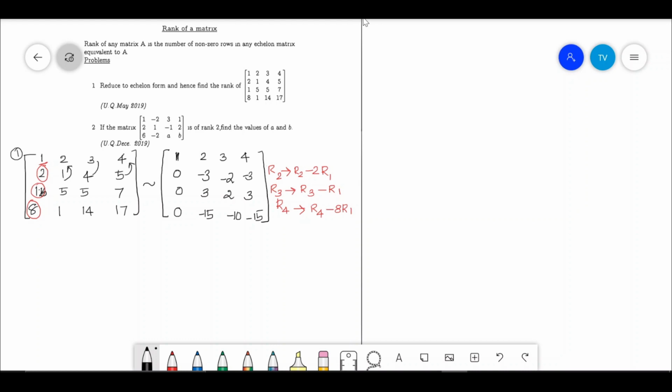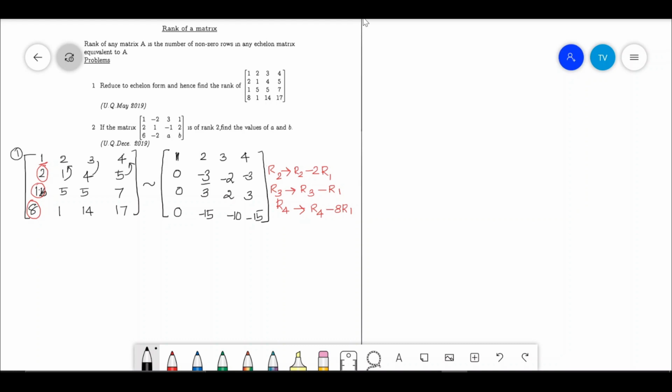Hence we have transformed every element beneath the first pivot element to zeros. Up to the second row everything is perfect, because the first non-zero entry of the second row is minus 3. Before minus 3 we have at least one 0, and that number of zeros before the first pivotal element of the second row is greater than the corresponding number in the previous row.